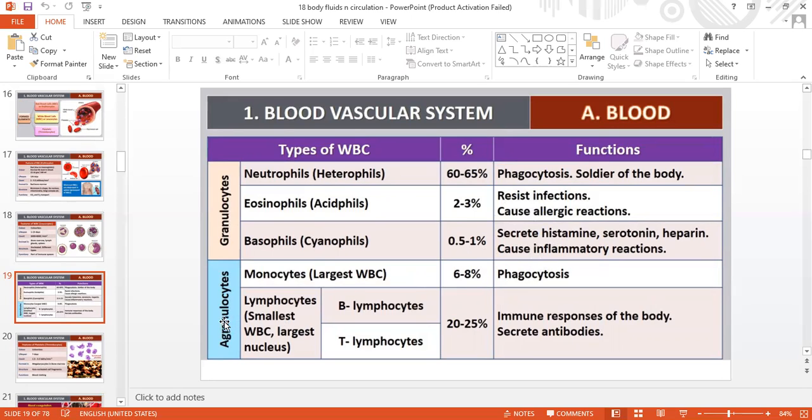Talking about agranulocytes, they are of two types, monocyte and lymphocyte. Monocytes are the largest WBC and form about 6 to 8%, and they are phagocytic in nature. Lymphocytes are the smallest WBCs, but their nucleus is the largest. They are of two types, B lymphocyte and T lymphocyte. They form a total of about 20 to 25%, and their function is immune responses of the body as well as secreting antibodies.